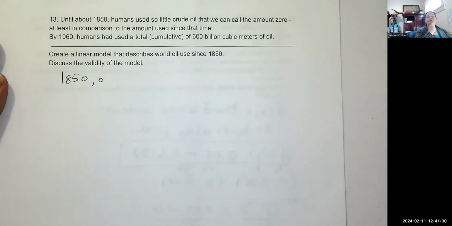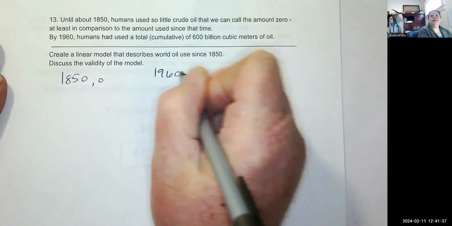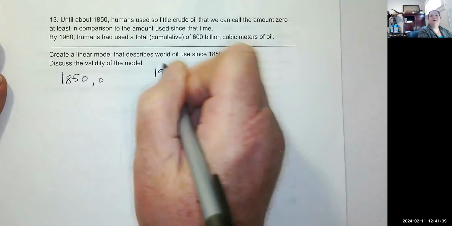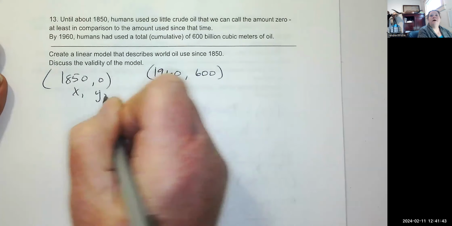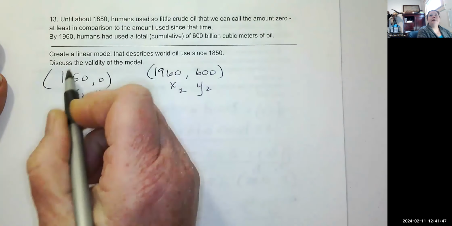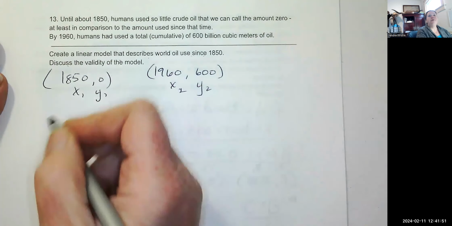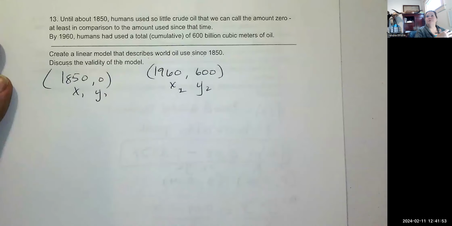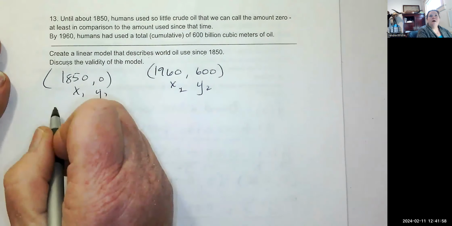By 1960, humans had used a total of 600 billion cubic meters of oil. So for 1960, I'm going to put 600. These are a couple of ordered pairs, it looks like. I don't even know what the question is, but I see that happen. Create a linear model that describes world oil use since 1850. Let's find the rate of change. We're assuming that it's linear. We have to assume it because we don't see anything else.